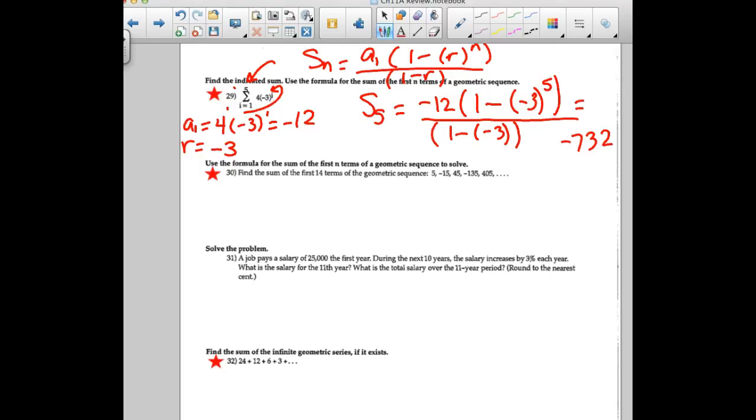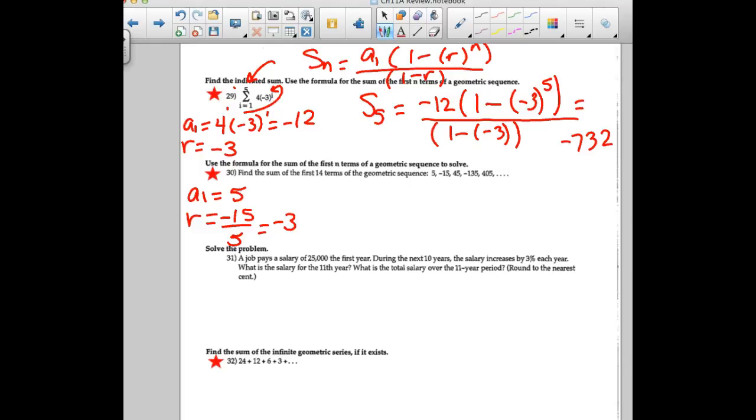Question 30 says, use the formula for the sum of the first n terms of the geometric sequence to solve this. It says to find the sum of the first 14 terms. It is geometric. Our first term is 5. Our r value, what is it that we're multiplying by each time? We take our second term divided by our first term. So we are multiplying by a -3 to get each term after that.